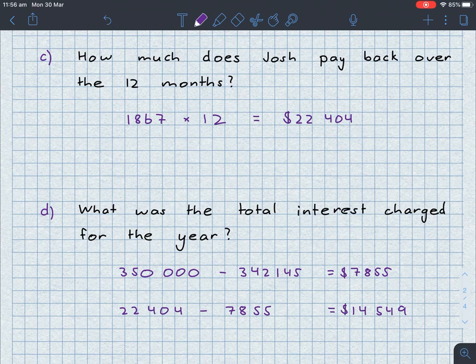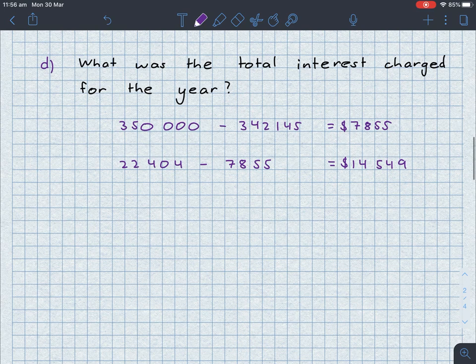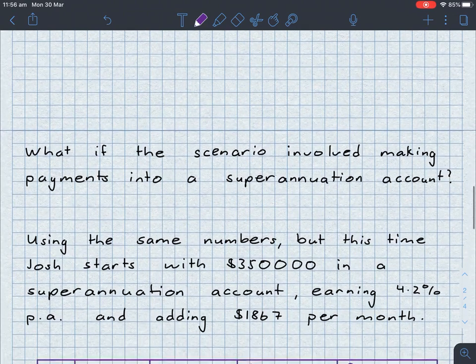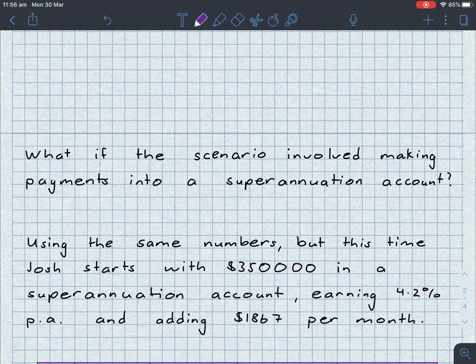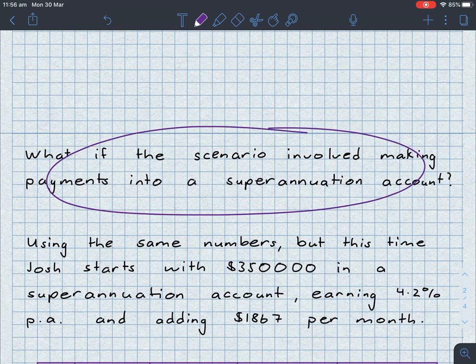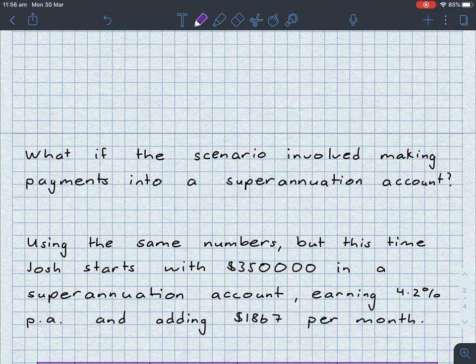Now, one more thing that I will note is that that was a table when we're looking at a loan and we're paying off the loan, so our balance is getting smaller. If we're looking at superannuation, then we're actually adding on payments and our interest is being added on as well. So the balance should be getting bigger. So what if the scenario is superannuation rather than a loan? What I'm going to do here is really quickly show you exactly the same numbers, so $350,000, but for a superannuation account.